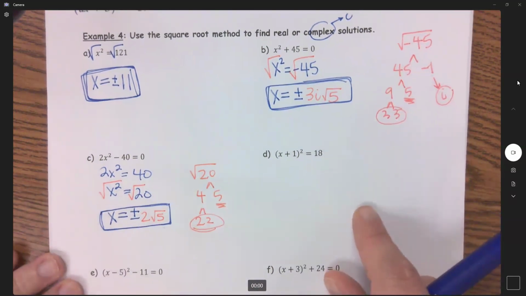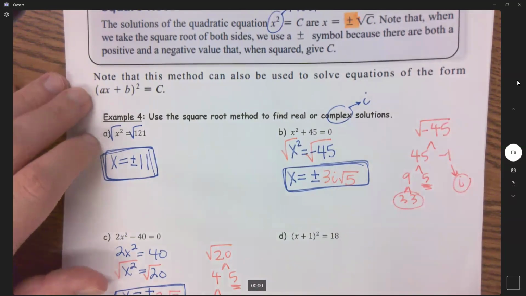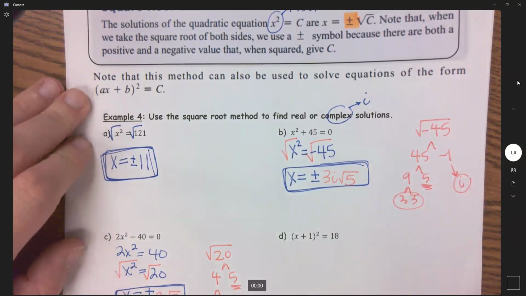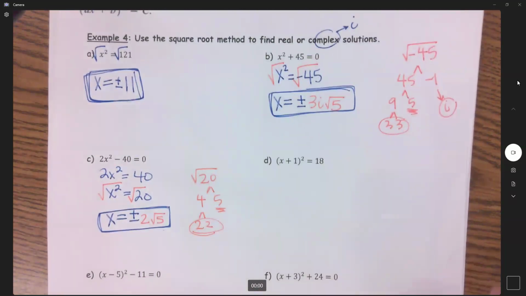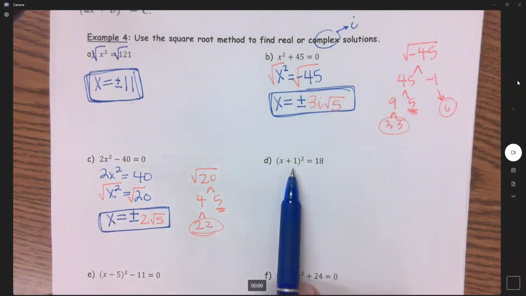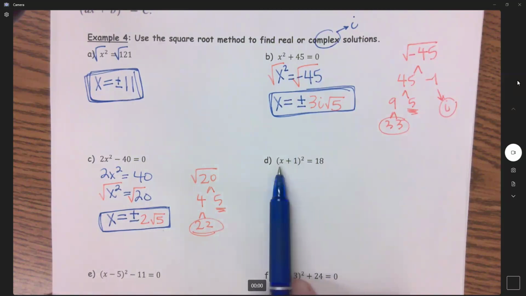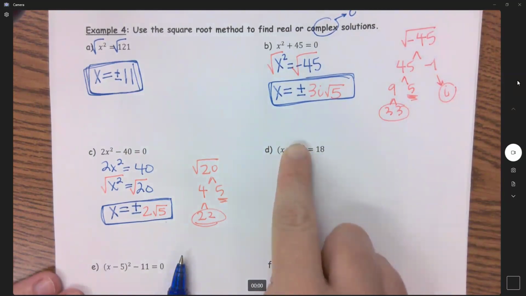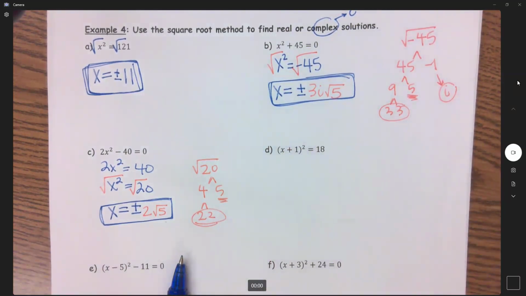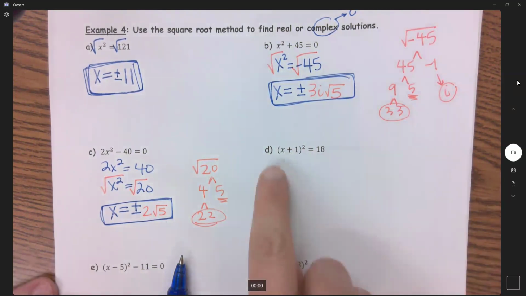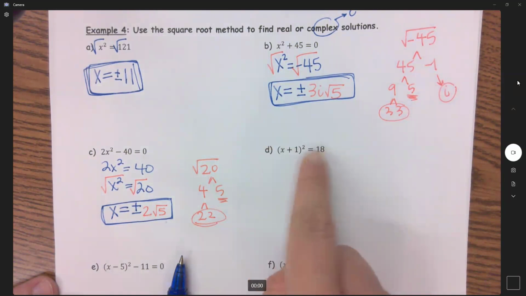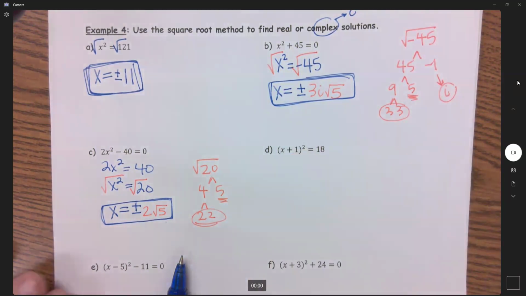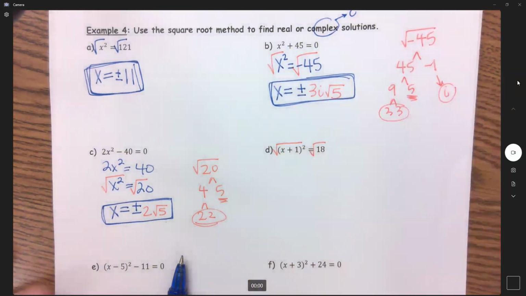Now D, E, and F look a little bit different, but there is a note down here, and it says, note: this method can be used to solve equations of the form (ax plus b) quantity squared equals c. A lot of times when we get questions like this, you guys will expand this out to x plus 1 times x plus 1, FOIL it, and then subtract your 18 over and use the quadratic formula. Don't do that. Still isolate the squared component here, which it is. You have just the squared equals 18. To get rid of the squared, the opposite operation is to take the square root.